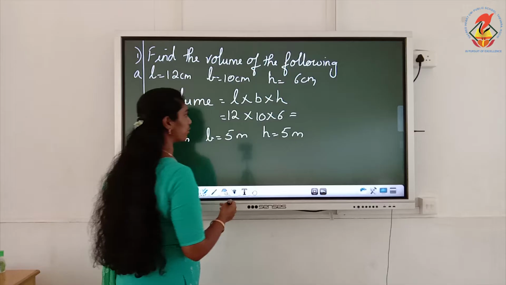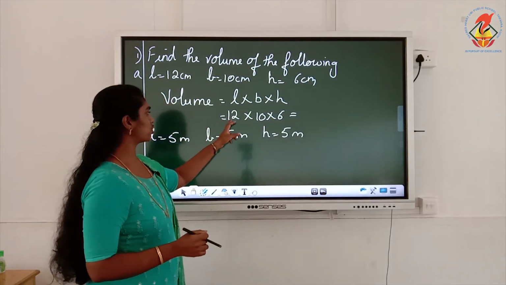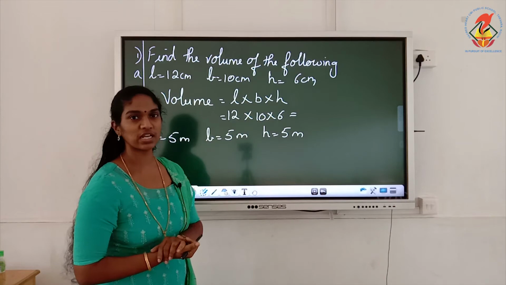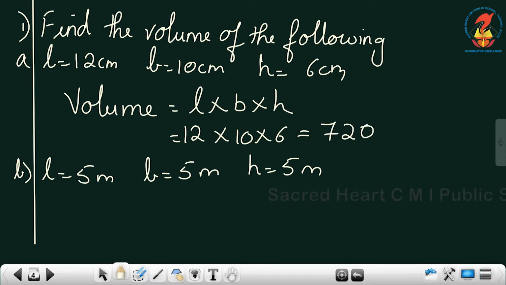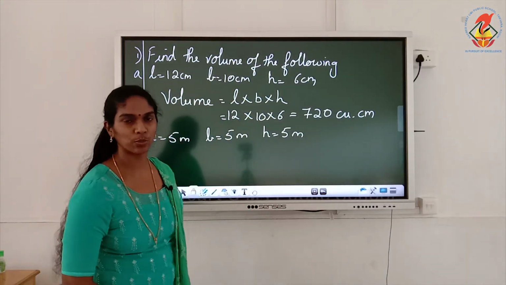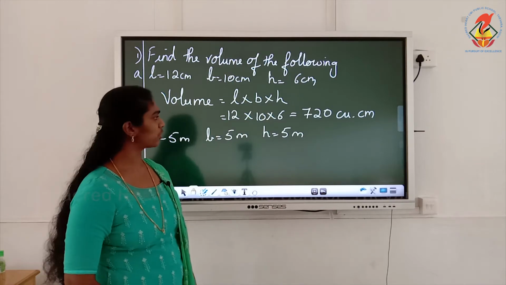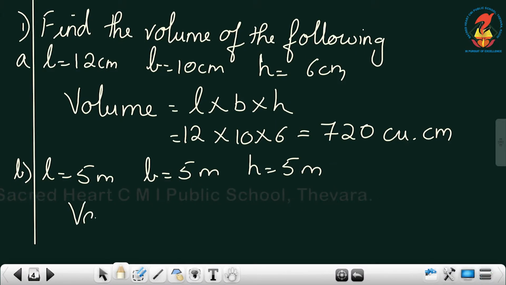So you multiply, what will you get, children? First you multiply 12 into 6. 12 sixes are 72. 72 into 10 you will get 720. And children, what will be the unit? Cubic centimeter, cu.cm. Okay. Now next one.